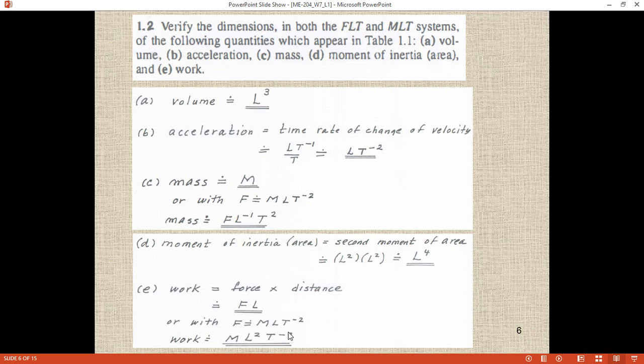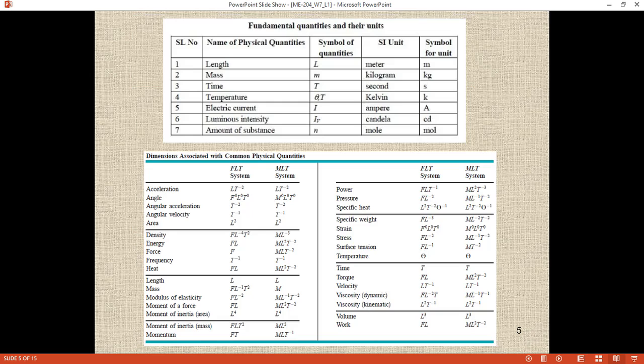So if you go and verify the dimensions in MLT and FLT system, you can verify in the previous table that we have done. Here you can see the mass is equal to F L minus 1 T square in FLT, and mass in the MLT system is M. And same here you can see the acceleration. You can see LT minus 2 in both the systems is the same. You can see the volume here, L cube and L cube.